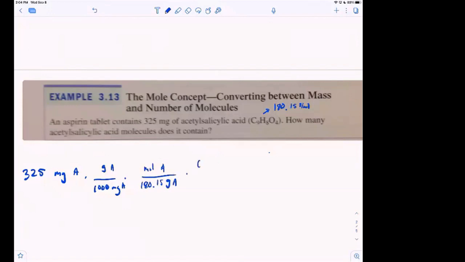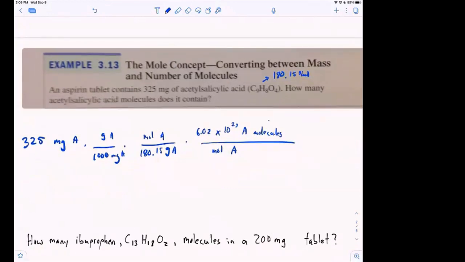So you have 6.02 times 10 to the 23rd aspirin molecules per mole of aspirin. I just didn't really want to write acetylsalicylic acid many times, so I just wrote capital A instead. Because I'm lazy, and laziness can be a virtue.